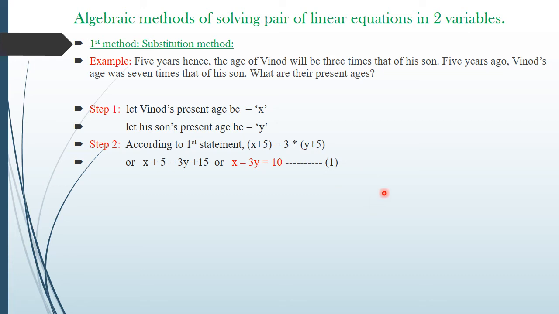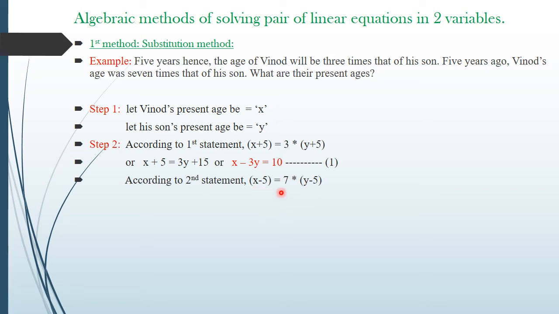Similarly, I will use the second statement in order to form one more equation, that is in the next step. According to the second statement, 5 years ago means x minus 5. If his present age is x, 5 years ago it will be x minus 5. Vinod's age was 7 times his son's age. 5 years ago his son's age will also be y minus 5.